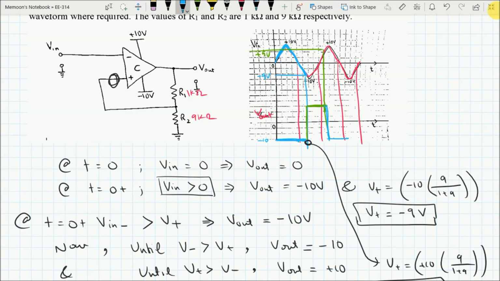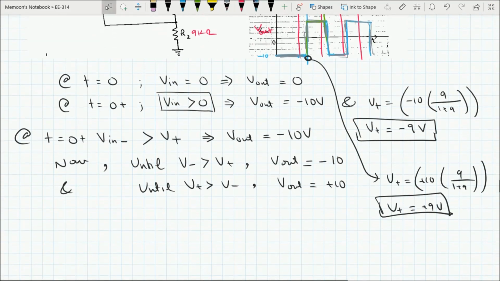So at plus 9 volts and at minus 9 volts, your output will keep switching. So this is going to be your output voltage. It will switch from negative 10 to positive 10 volts when your input goes below negative 9 volts, and it will switch from positive 10 volts to negative 10 volts when your V in goes above positive 9 volts. So this is going to be your final waveform.